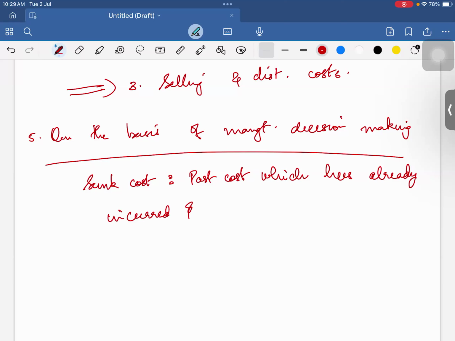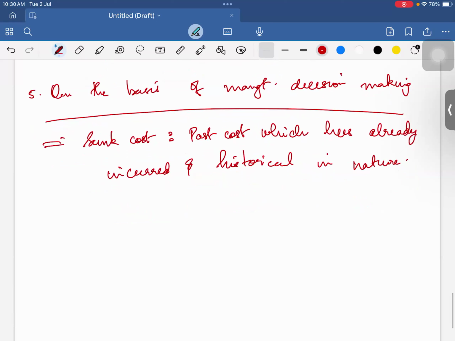And it won't be avoided, because if you're planning a new product, you're going to have a research cost. You're going to have planning cost, right? So all these things would be categorized under sunk cost. Understood? And this is also called historical cost, because it's already happened. Understood?